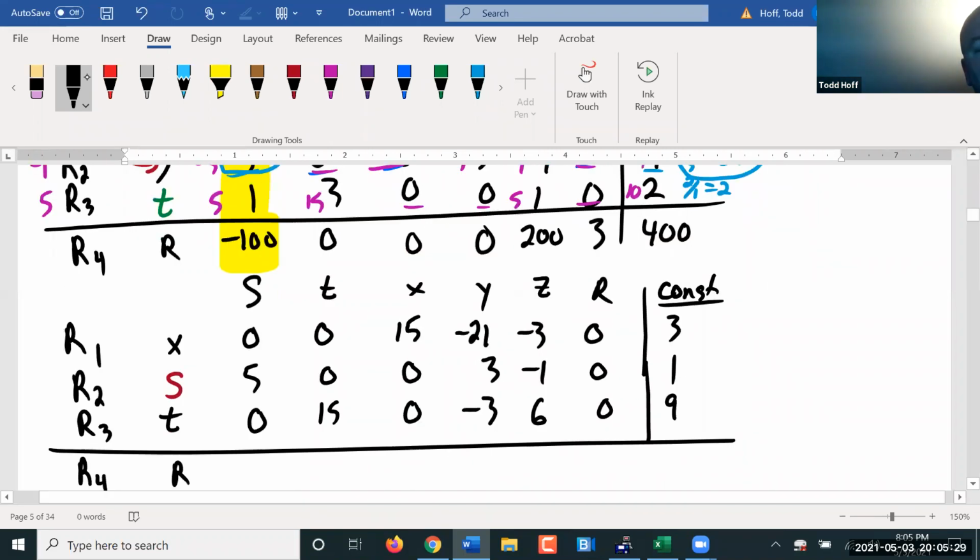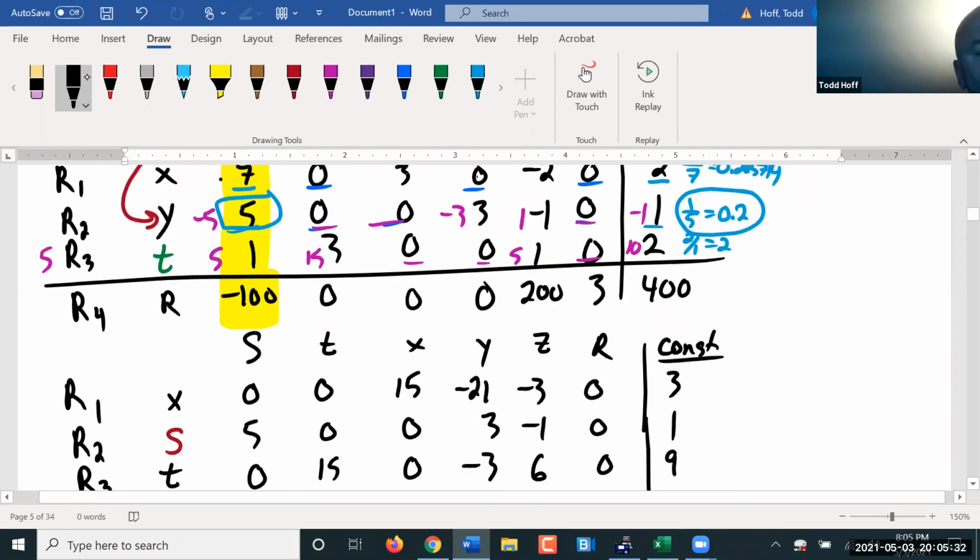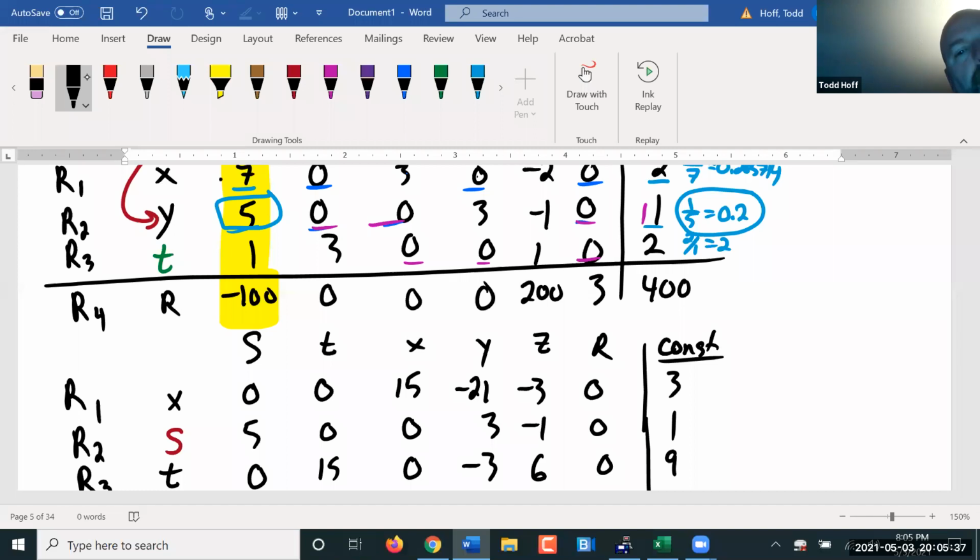Here, in this row, I'm going to erase my temporary values again. I want to get rid of the negative 100 here. Again, I'm using the 5 up there. So I'm just going to multiply row 2 by 20. 20 times 5 would be 100. I'll add the negative 100 to make 0. So I don't need to multiply row 4 by anything. I'm multiplying it by 1, but that won't change anything. So multiplying row 2: 20 times 5 is 100. The 0s stay. 20 times 3 is 60. 20 times negative 1 is negative 20. 0, 20 times 1 is 20.